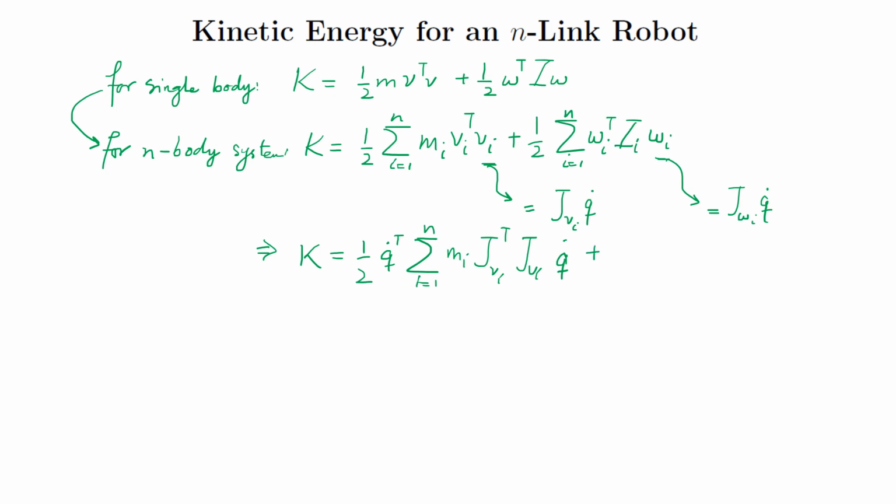And similarly, you can write down the other rotational part, q dot transpose, then you have summation again, i equal to 1 to n, and then rather than omega, I have to place the J omega. And then the inertia tensor.